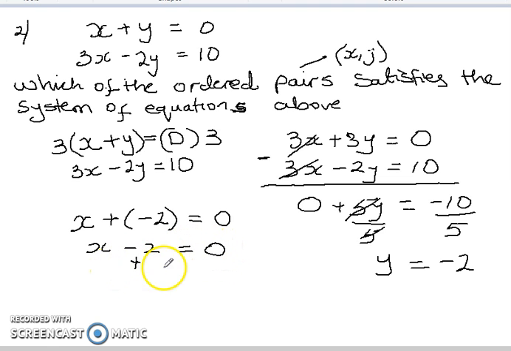And to solve for x, we need to get rid of this value of negative 2 by adding 2. Of course, whatever we do on the left-hand side, we do on the right-hand side. And so these guys cancel out, and we're left with x is equal to 2, positive 2. So putting our two values of x and y in an ordered pair format would give us 2, negative 2. So the answer to that question is B.